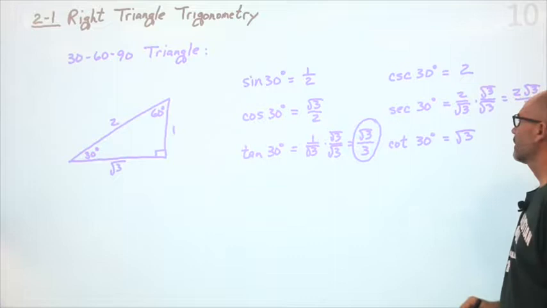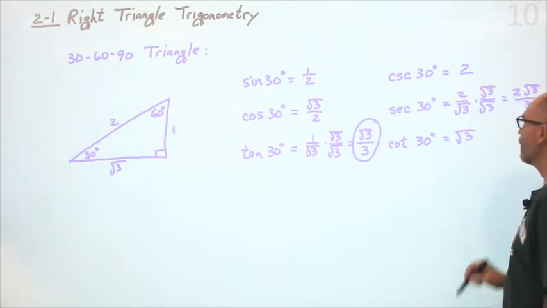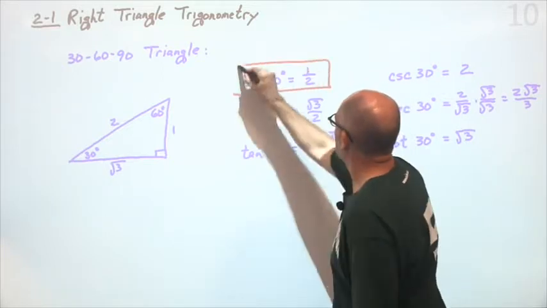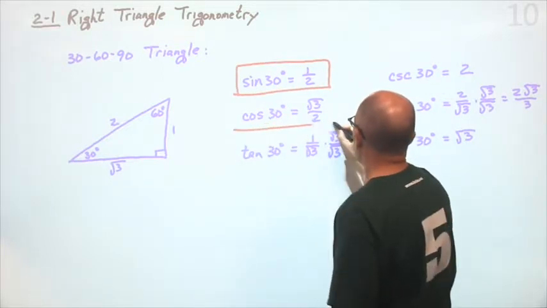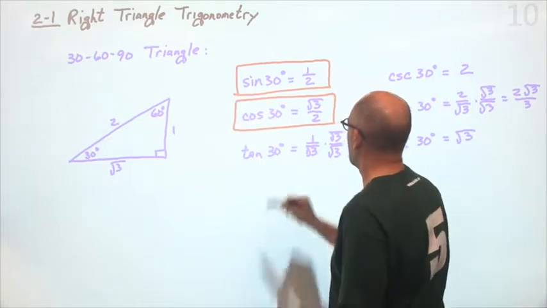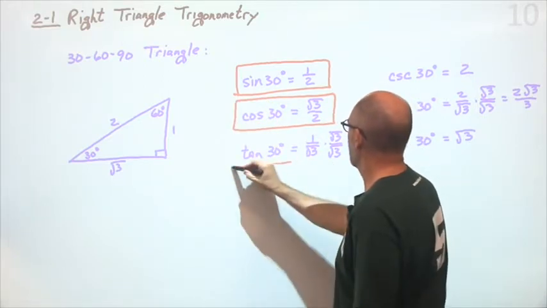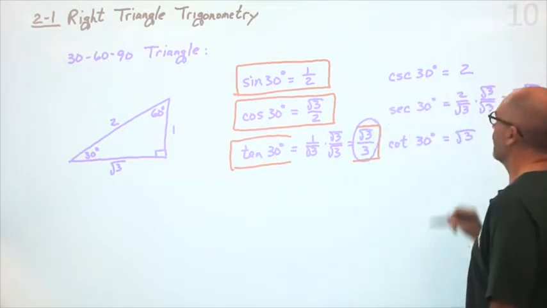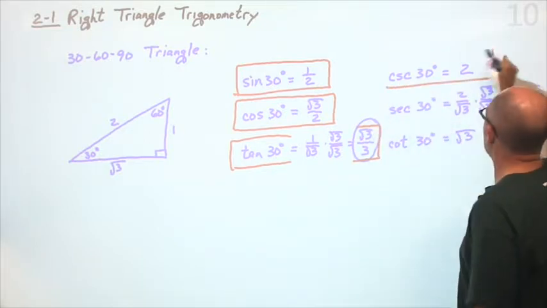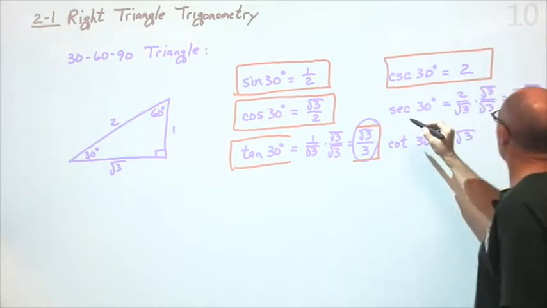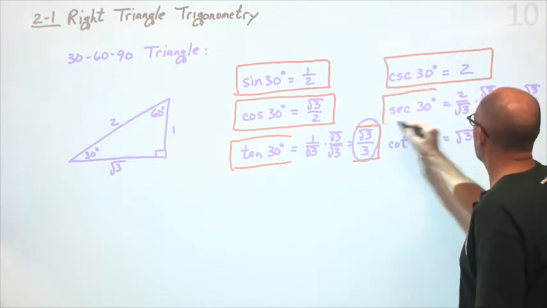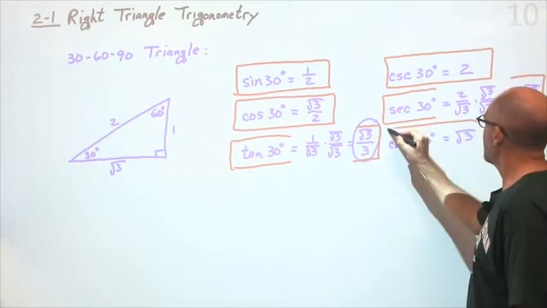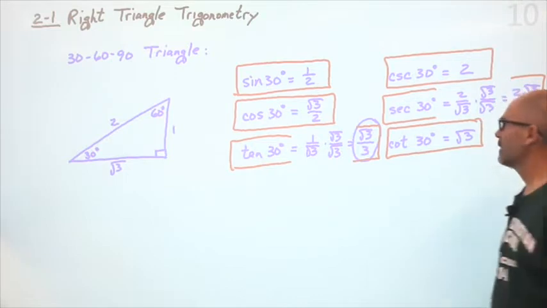So there it is. So we have the sine of 30 is 1/2. Cosine of 30 is square root of 3 over 2. Tangent of 30 is square root of 3 over 3. Cosecant of 30 is 2. Secant of 30 is 2 square root of 3 over 3. And cotangent of 30 is square root of 3.